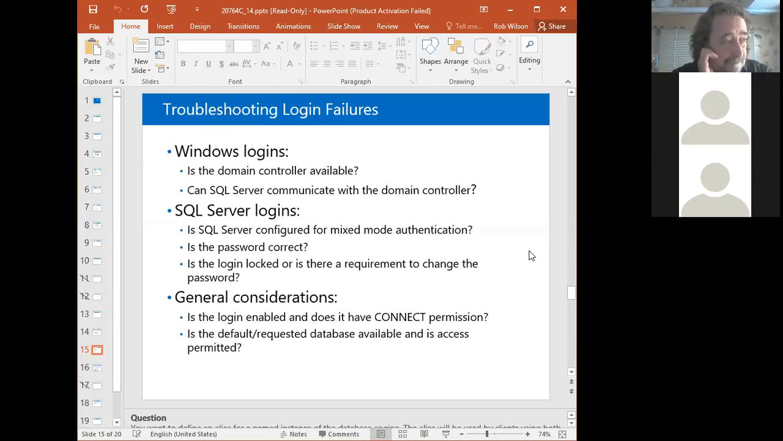SQL Server logins. Remember, mixed mode means that you can have locally defined users and domain controller based users. If somebody's gone in and changed it out of mixed mode to Windows only, then none of your local users can log in. So that's a quick way to break it for everybody. Is the password wrong? Has somebody or something failed so many times that the account is locked out? And perhaps there is a password change requirement that's popped up, so you actually can't connect until you respond to the password change.